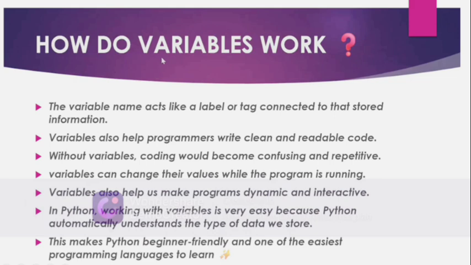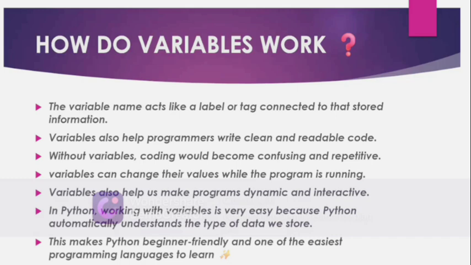The next thing is how do variables work? The variable name acts as a label or tag connected to that stored information. For example, it is like a box that is labeled and I can understand what is in it. Variables also help programmers write clean and readable code. So it's very clean and readable code we can understand with variables, not too complicated or hard. Without variables, coding would become confusing and repetitive.